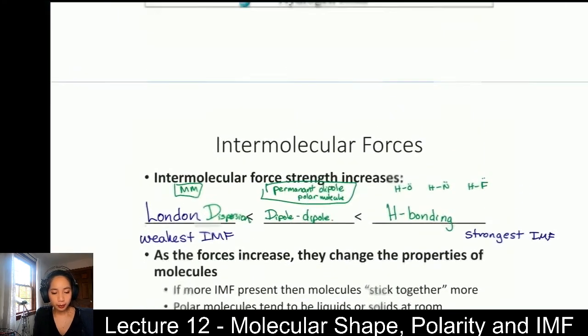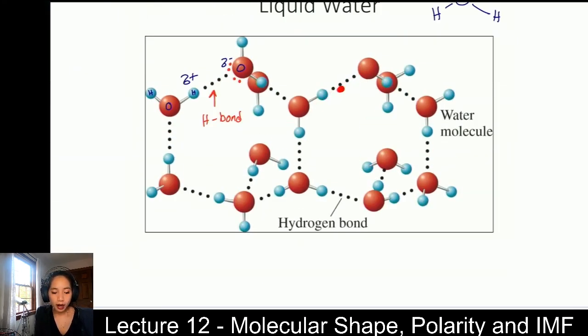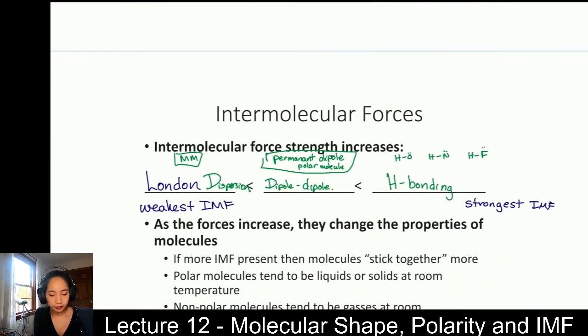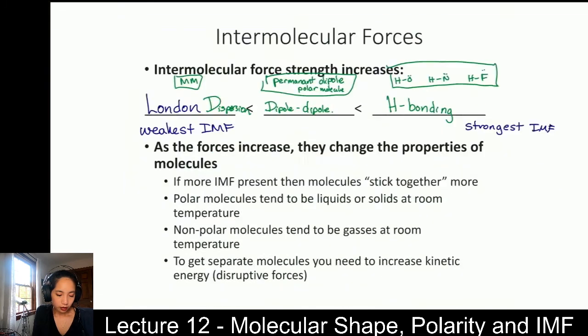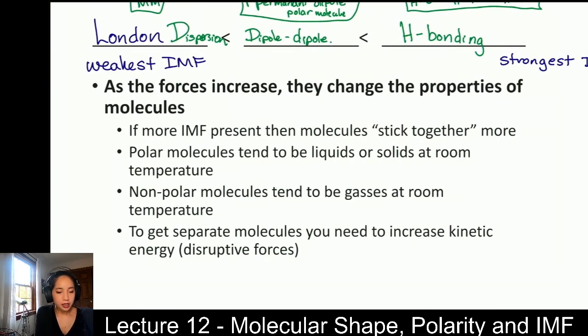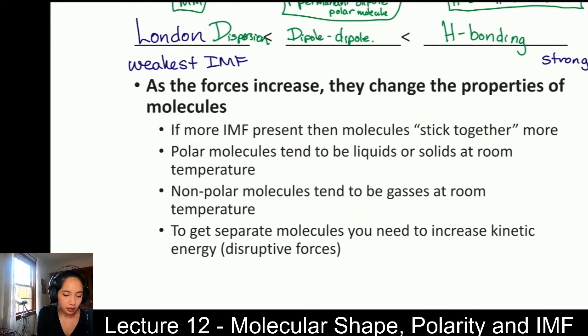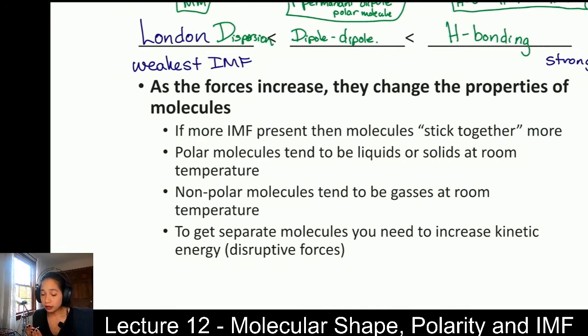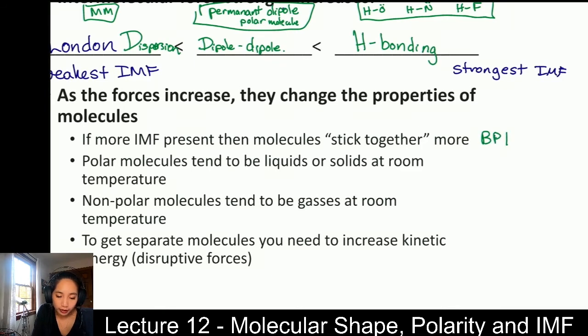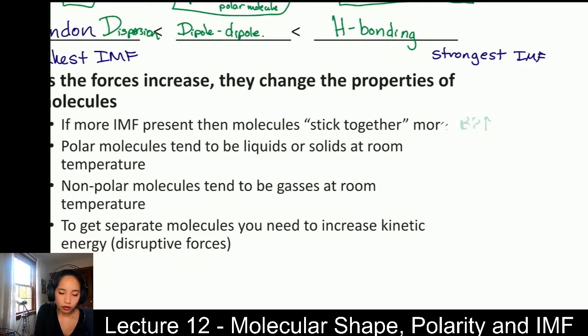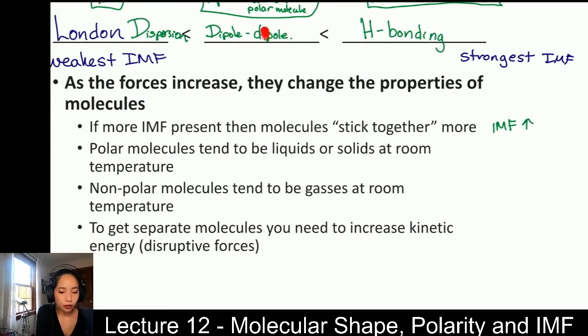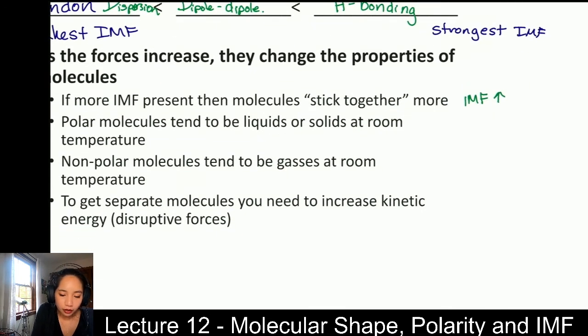And then, this type of interaction that we talked about up here, where the lone pair interacts with the electropositive hydrogen, you need that in order to have hydrogen bonding. That's what you're looking for. All right? And just to summarize, the more IMFs present, the more the molecules will stick together, meaning your boiling point will typically increase. So I'll write it like this: if IMF increases, whether it's London dispersion, dipole-dipole, or hydrogen bonding, typically your boiling point will increase.